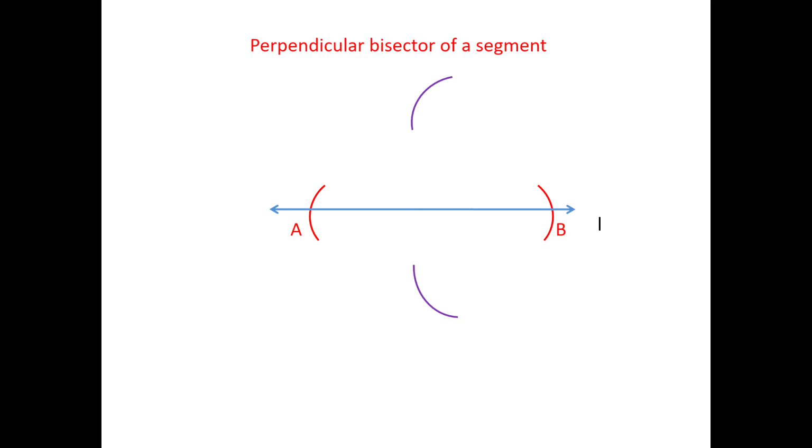With the same radius, without changing it, we will shift the pointer of the compass to A and draw arcs on both sides such that they intersect the previous arcs. So we get two points of intersection by the two arcs on both sides of line L. When we draw a line passing through them, the line is perpendicular to line L and it will act as the perpendicular bisector of segment AB.